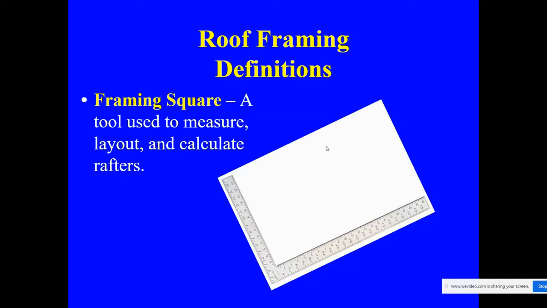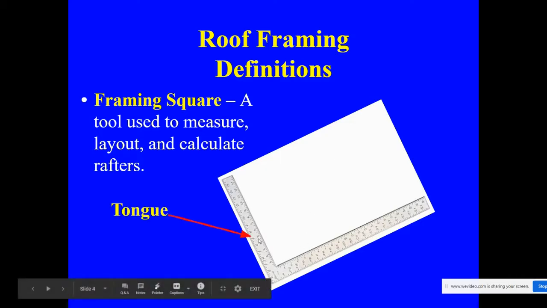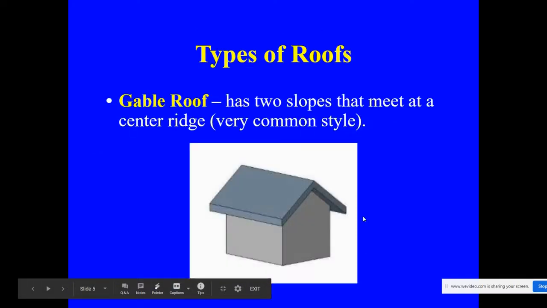All right, one of the really important tools that we're going to be using when we're doing all of our layout and measurements is this thing called a framing square. We've used it once before. The important things for you to know is this smaller, thinner end right here, that's the tongue. This larger, thicker end here is the blade.